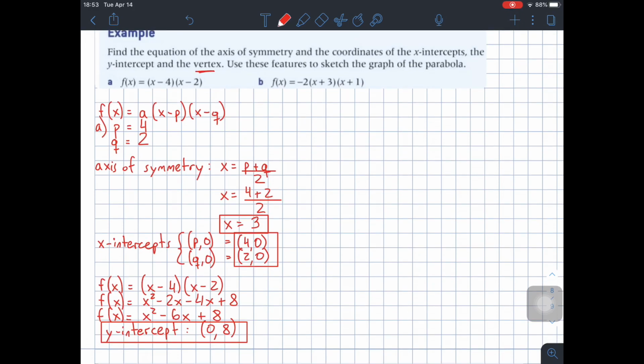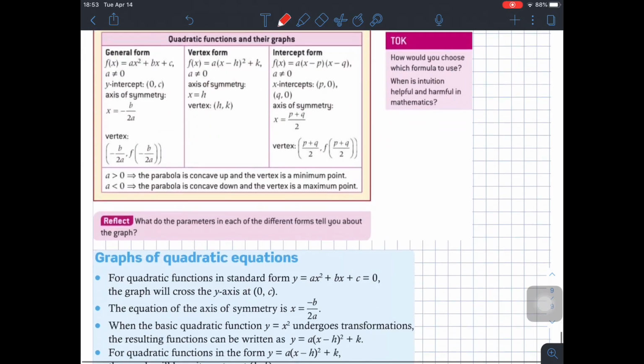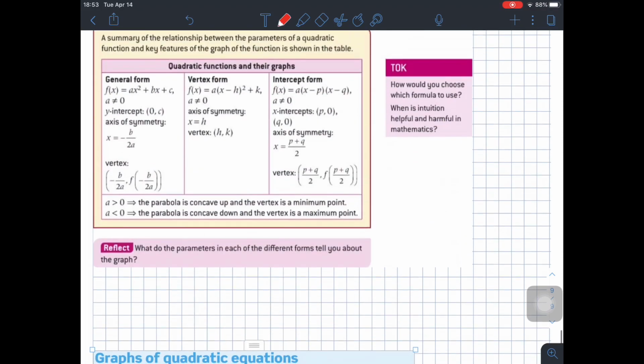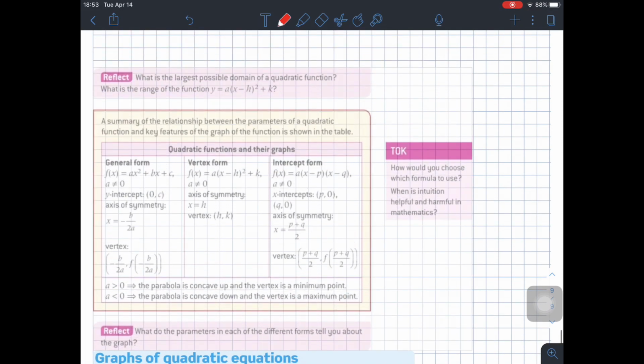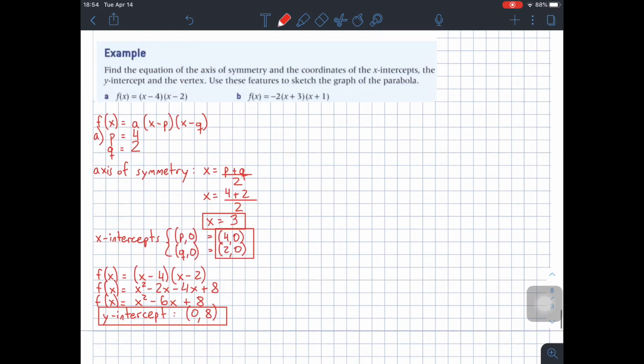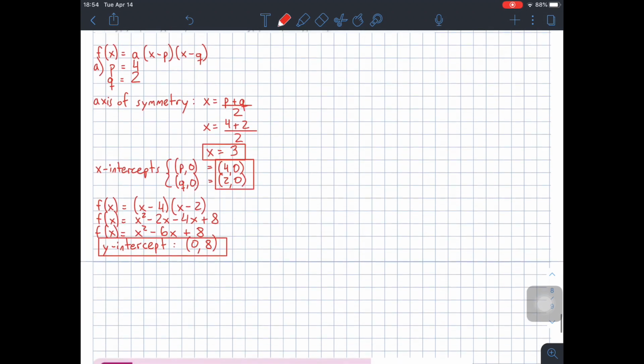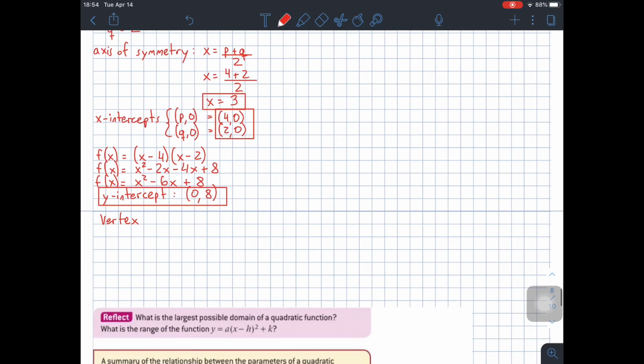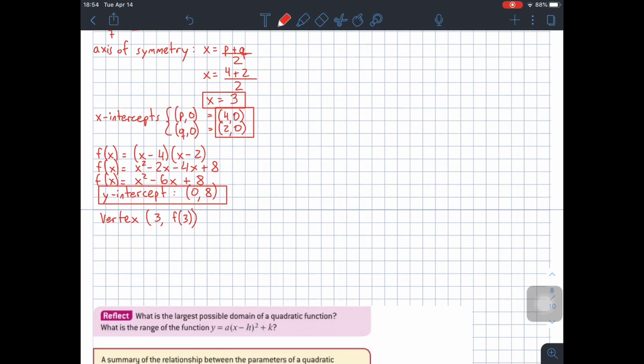Then we need to calculate the vertex. That's the last part. I think I'm going to have to take this down. Let's take this down. There. And there. Okay, so I can gain some space there. So, to find the vertex, I already have the x-coordinate, which is the same as the axis of symmetry, x equals 3. But I still need to find my value of y. To find my value of y, I can replace the x value into the function. So this would be f of 3. Okay, so I calculate f of 3.